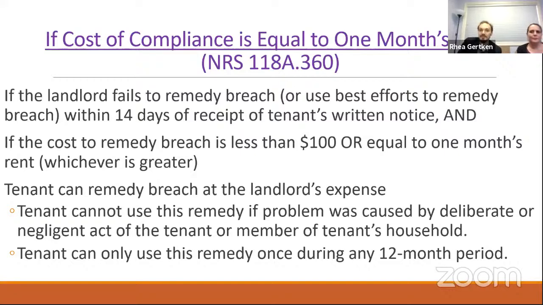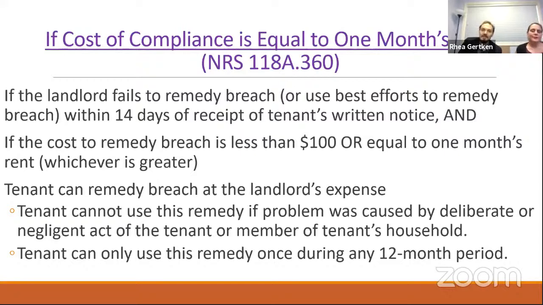If the landlord fails to fix the breach within 14 days of the tenant's written notice and the cost is less than $100 or equal to 1 month's rent, whichever is greater, then the tenant can remedy the breach at the landlord's expense. The tenant cannot use this remedy if the problem was caused by a deliberate or negligent act of the tenant or member of the tenant's household. And the tenant can only use this remedy once during any 12-month period. Again, I have not seen this come up more than once in a 12-month period, but it helps to know that the rule is there.